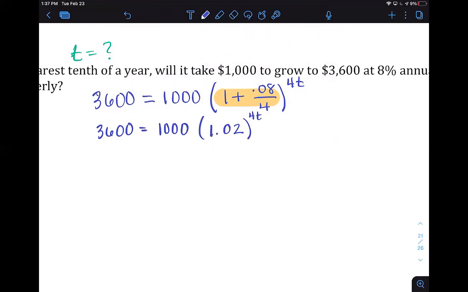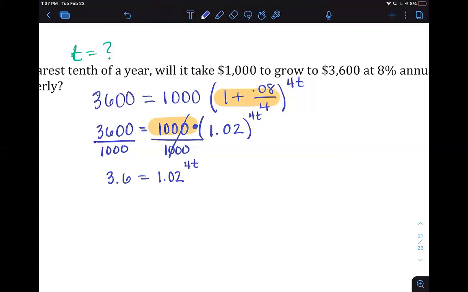Next, we want to get anything that's with that exponent part away. So we're going to start off with getting rid of this 1,000. If you need to, put a multiplication sign here. Opposite of multiplying is divide, to the other side. And 3,600 divided by 1,000 is 3.6, which equals 1.02 to the 4t power.